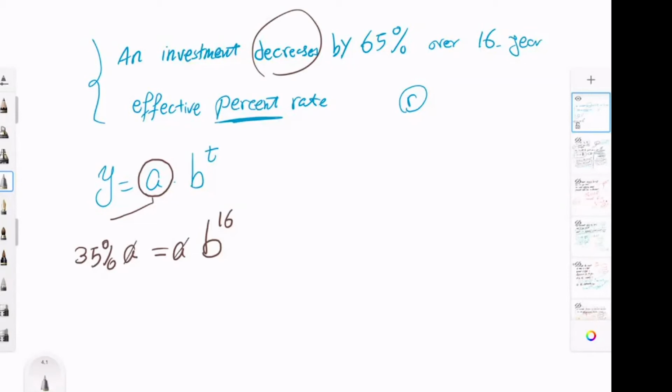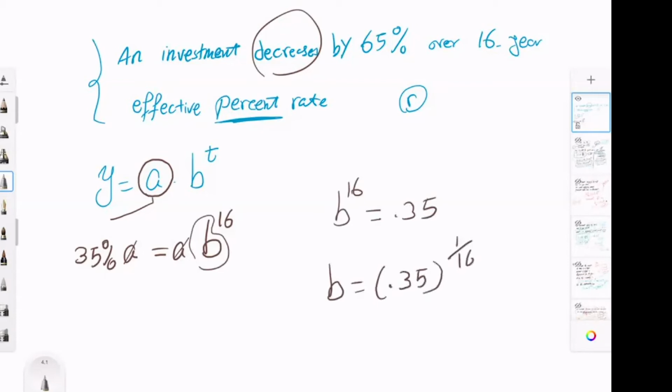So now we're going to solve for B and subtract 1 to get R. So B to power of 16 equal to 0.35. B equal to 0.35 to power 1 over 16. Whatever is that, you subtract from 1. You will get negative because it's decreasing, but you will put in percentage.